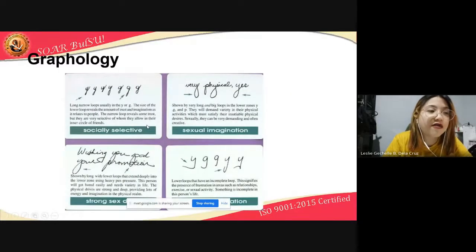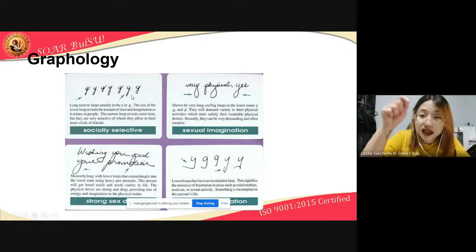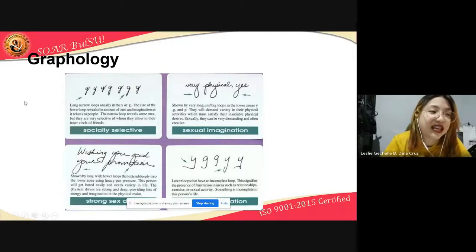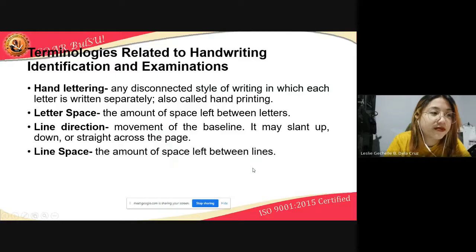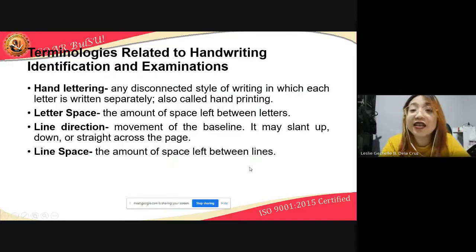Then we also have people who are socially selective, mapili sa kaibigan. Long, narrow loops usually in the Y or G. Mahaba yung loop nila pero maliit lang. Yung actual na loop, yung bilog. Yan. Then, okay. Next is hand lettering, any disconnected style of writing in which each letter is written separately, also called hand printing.